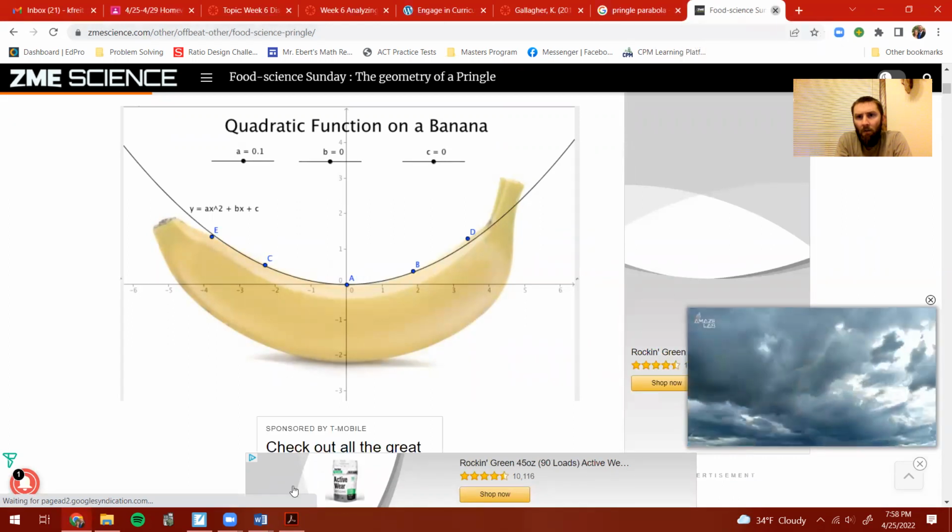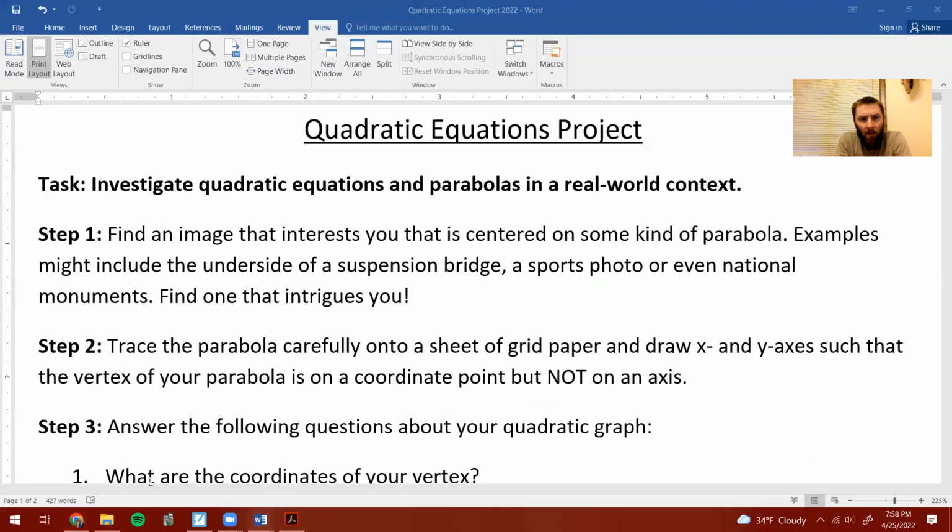And then I want you to print out that picture, and we're going to trace your parabola, your real world thing, onto a sheet of grid paper. Now, I want it to be a full sheet of graph paper, not like one of my little 10 by 10 things. So I would probably prefer you not to do that tracing until I'm there tomorrow and can help you with that. But I want you to find a picture and print it out and begin to investigate what type of equations you're going to have, what the graph is going to look like, that sort of thing.